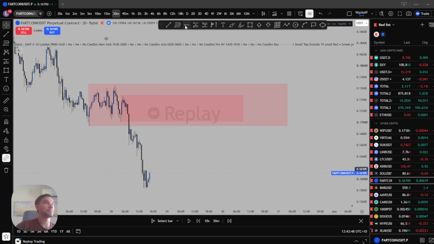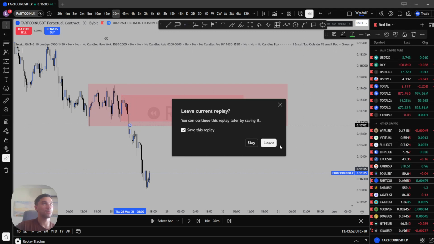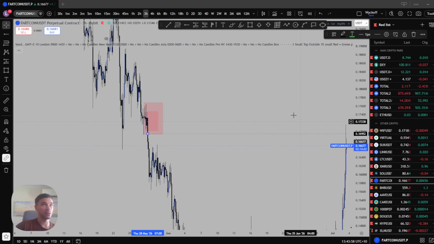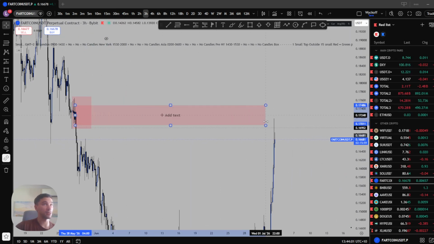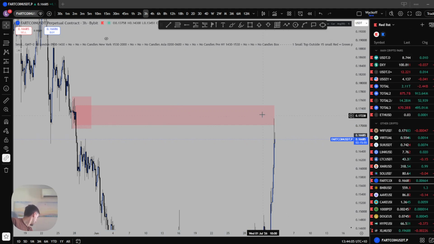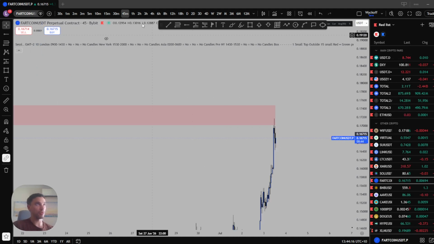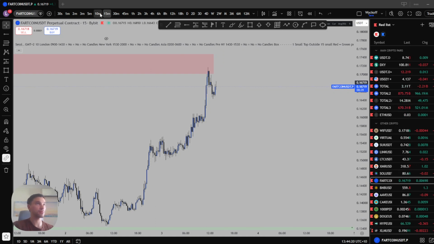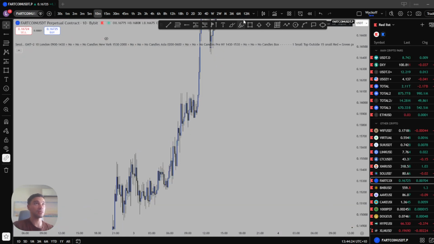Valid supply. Has this been mitigated already? Okay, interesting. This has been. There you go. Perfect mitigation there. There's just no real distribution. We've kind of just bounced from supply, really.